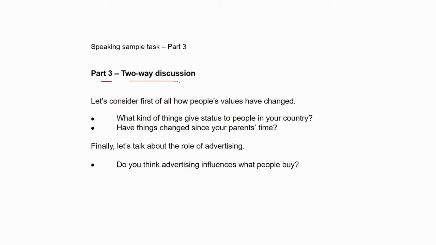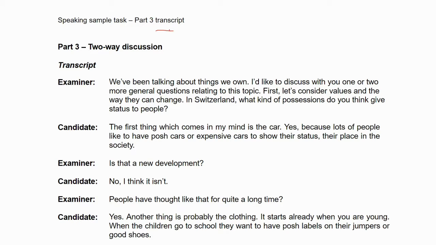Now part 3 is two-way discussion. So let's consider first of all how people's values have changed, like what kind of things give status to people in your country. Have things changed since your parents' time? This is what the examiner is going to ask. And then finally, let's talk about the role of advertising. And then, do you think advertising influences what people buy? So this is the actual transcript which I'm going to play for you. This is the part 3 two-way discussion. So please hear it carefully, because what you're going to hear is given here also. Let me play it for you.